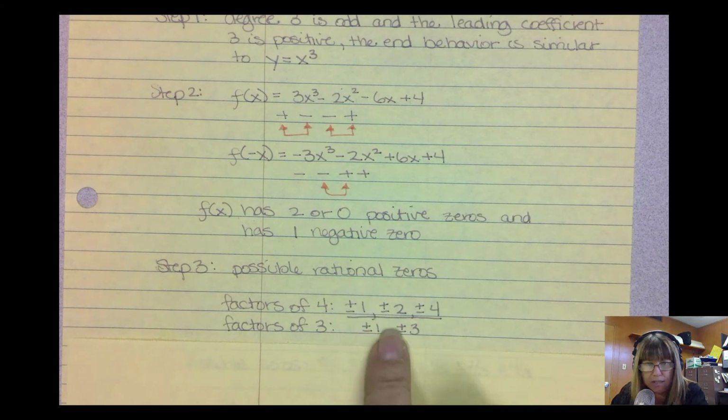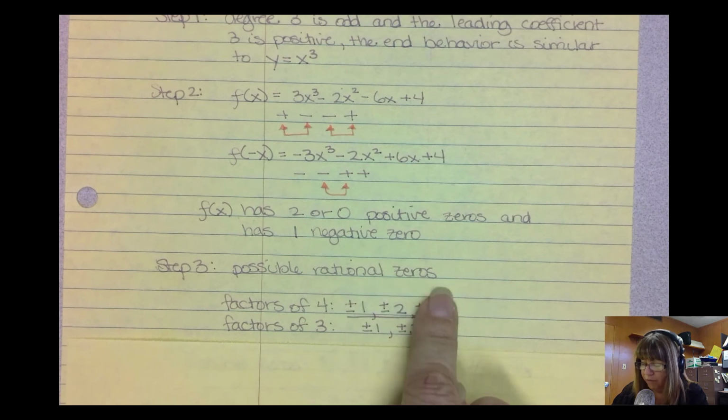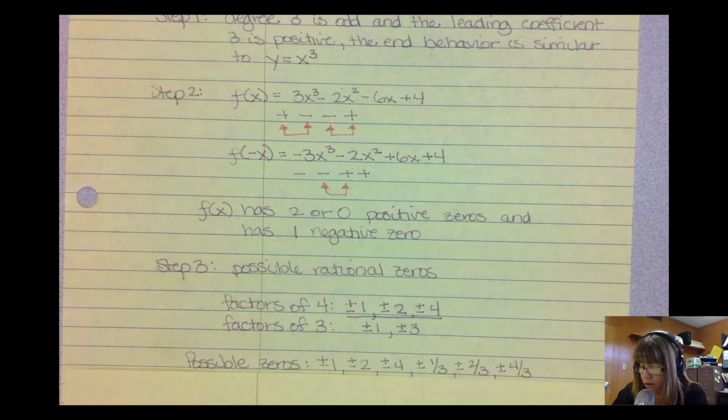We're going to take all these combinations, thinking about just the positives on the denominator, and we get 1 over 1, 2 over 1, 4 over 1, 1 over 3, 2 over 3, 4 over 3, both plus and minuses for all of those. So here are our possible zeros. We have quite a few, but it's manageable.